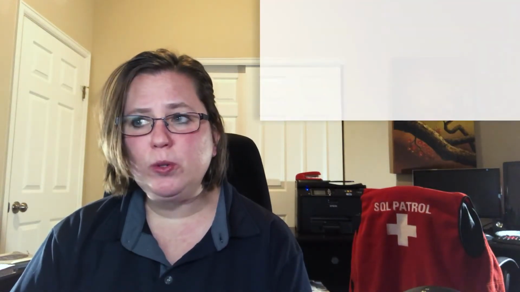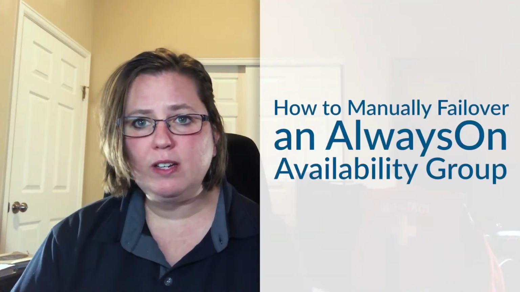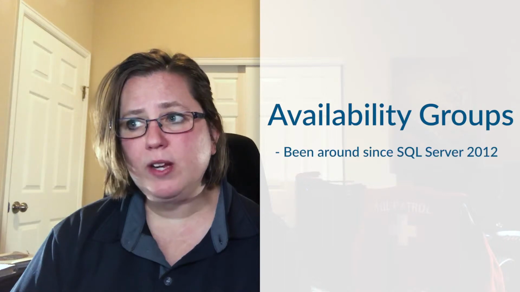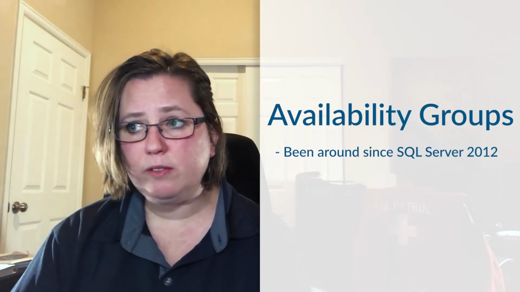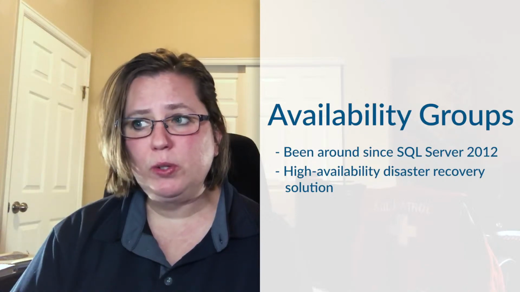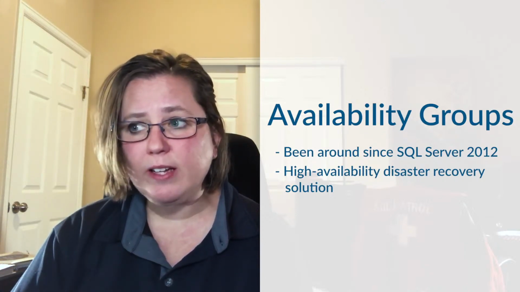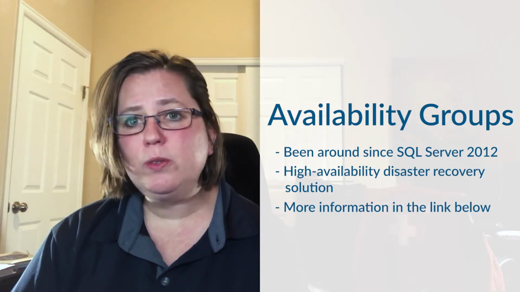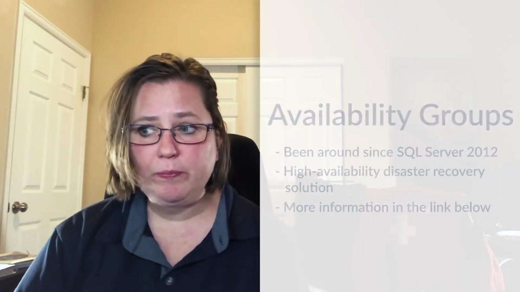Today I'm going to show you how to manually fail over an always-on availability group. If you're not familiar with availability groups, they've been around since SQL Server 2012, and they're a high availability disaster recovery solution that replaces database mirroring. For more information about availability groups, please refer to the link that's provided with this video.